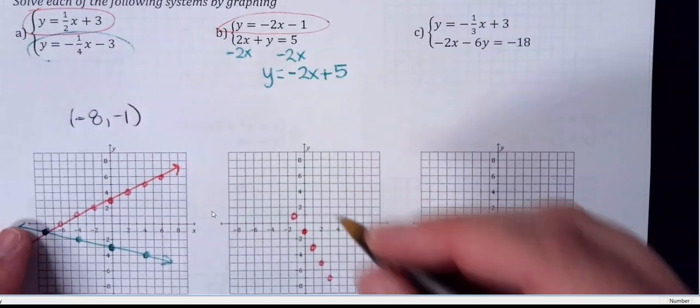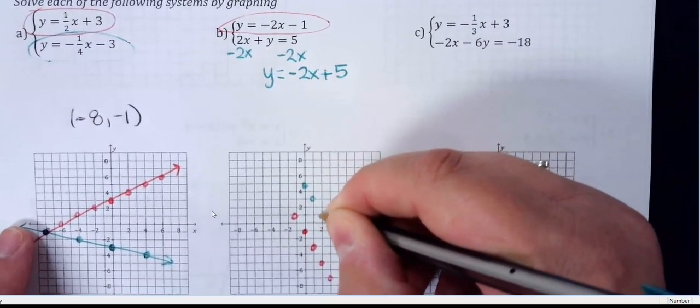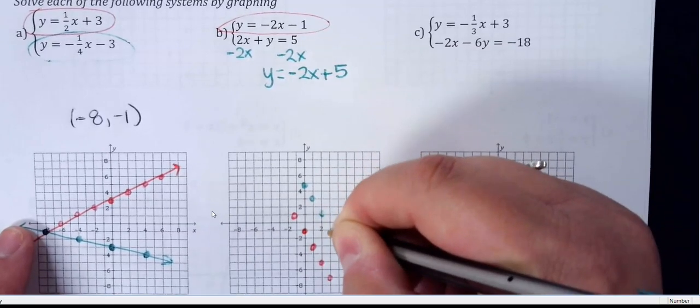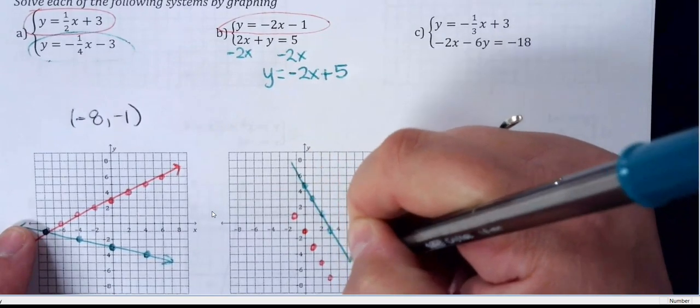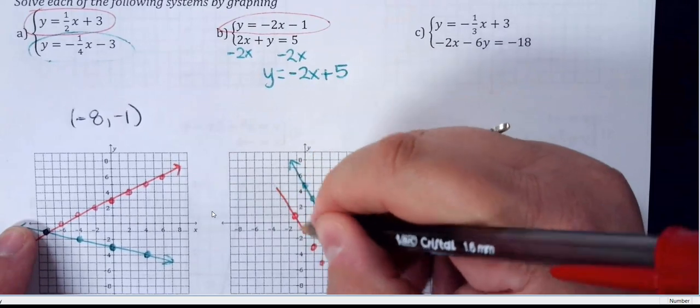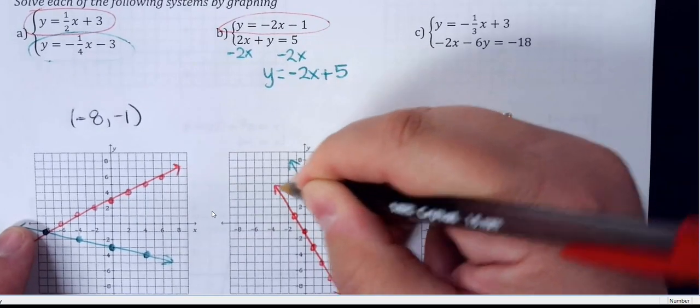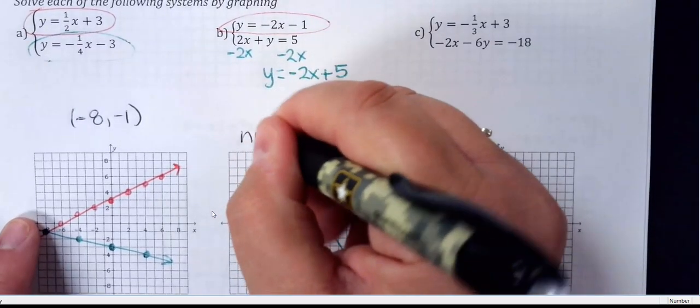So then that guy, I'm going to start at 5, and I'm also going to go down 2 over 1, similar to what I did on the last equation. What would you guys tell me the solution is for this lovely system? No solution, right? These end up being parallel lines. Those two slopes were the same, so this is no solution.